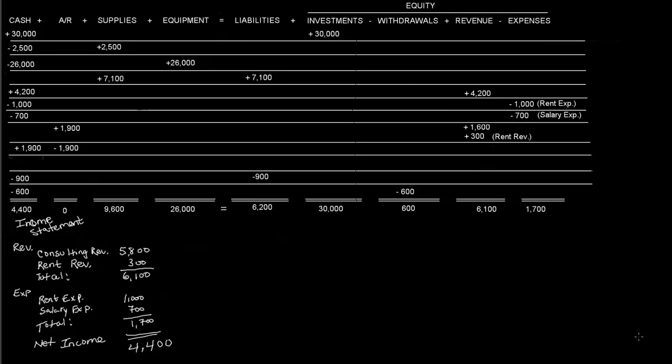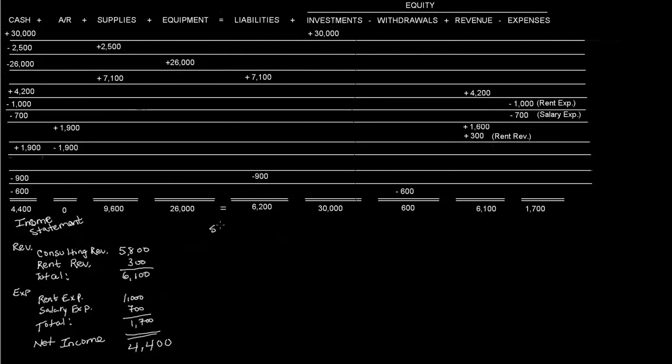Alright, now let's create a statement of owner's equity using this transaction analysis along with using the net income from this income statement. And again, I've left it here so I can show you the relationship between the statement of owner's equity and the income statement. So let's go ahead and just call this the statement of owner's equity, and I've just written owner's equity here because I don't have too much space.